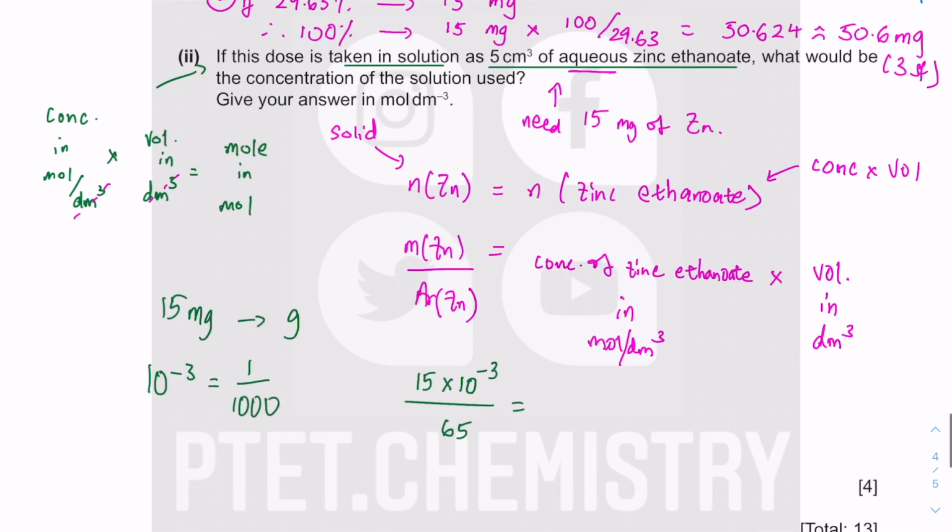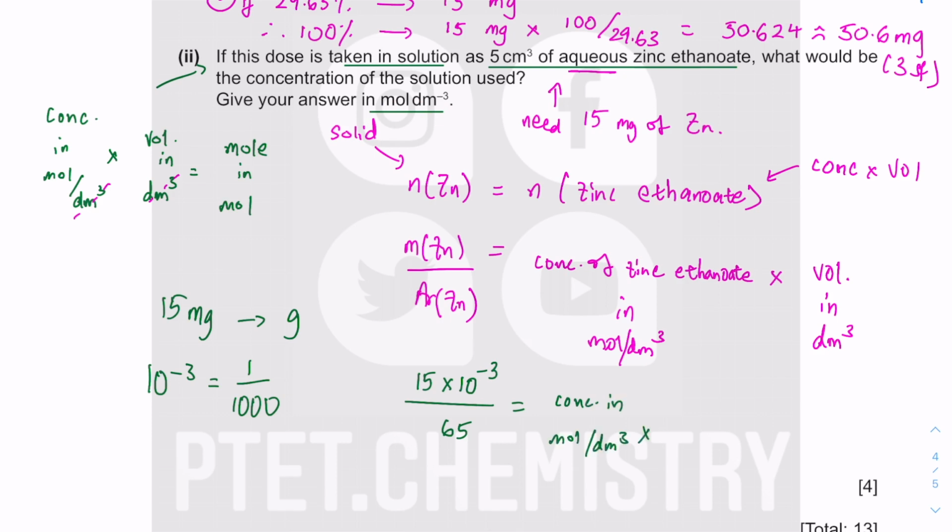The concentration of the solution used, they want in mole per dm³. I've done this mole per dm³. If I don't have the stroke, then it's just mole dm minus 3, because mole dm minus 3 means mole per dm cube. Okay, this is another mathematical expression. This thing here is exactly the same as mole per dm cube. Okay, so that is what we want, the concentration in mole per dm cube.